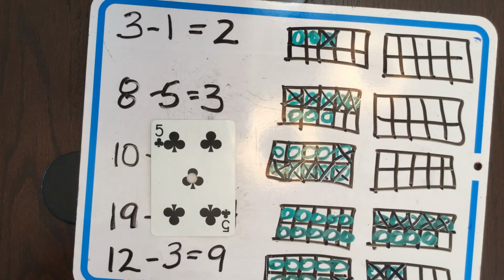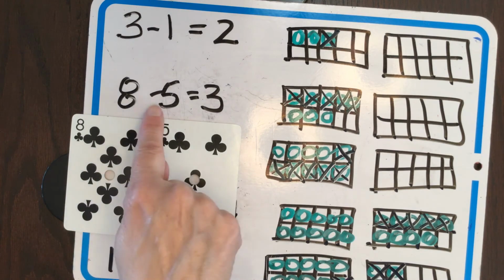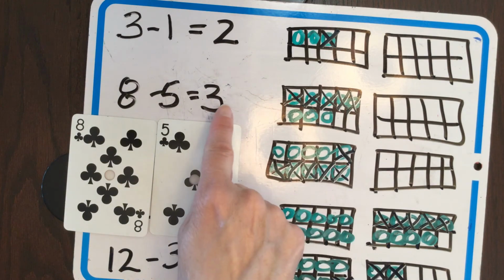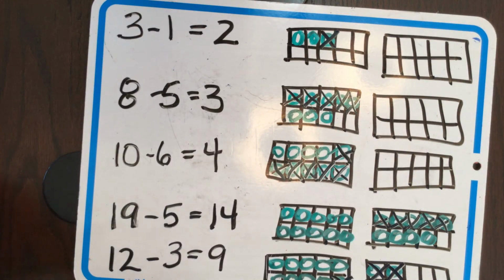What if my deck didn't have any 8s? Oh my goodness. That's so funny. There's one. My next question, I might draw the 2 cards 8 and 5. So 8, take away 5. I would still draw 8, take away the 5, and my answer would be 3. So that's how you can do that with regular cards.